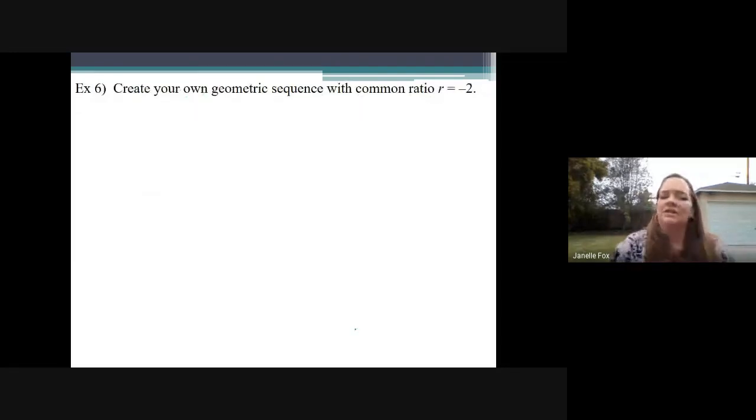This one says to create your own sequence with a common ratio of r equals -2. I'll just start with any number and then keep multiplying by -2. Maybe you do one for yourself. Let's do our little drum roll again. Just write one out where you start with any number that you want, and then keep multiplying by -2. You have an entire drum roll to write one down for yourself. Go.